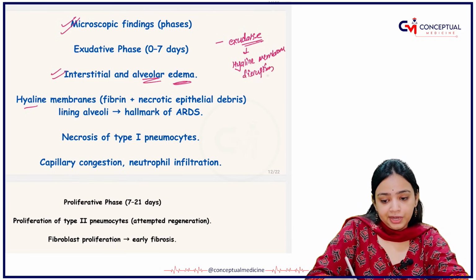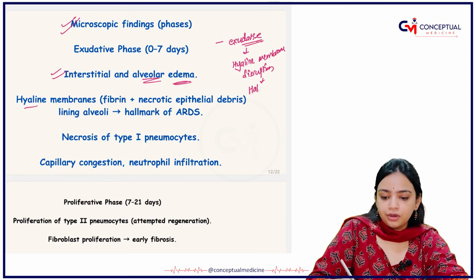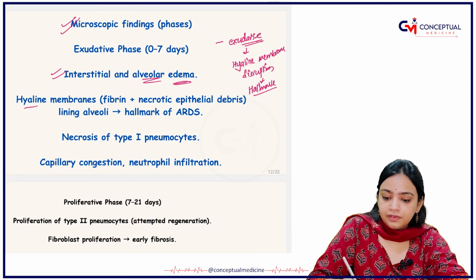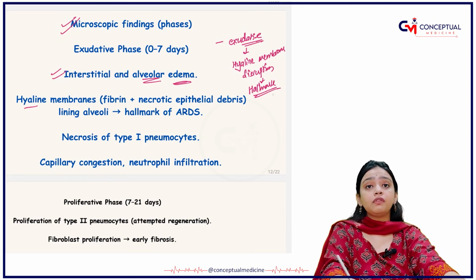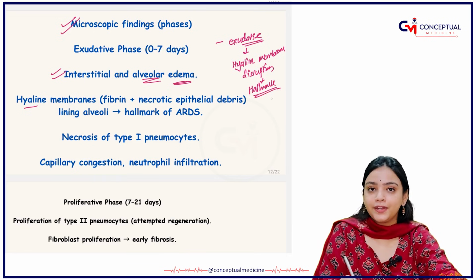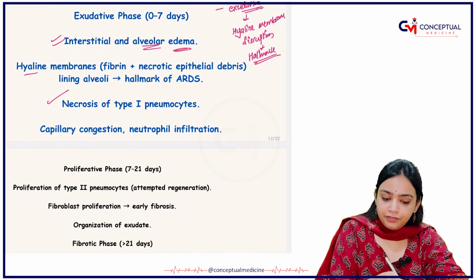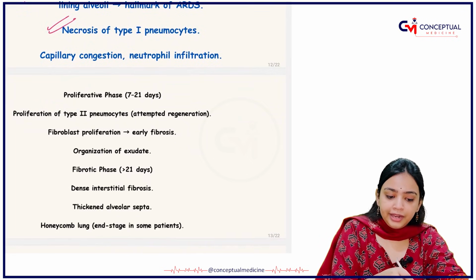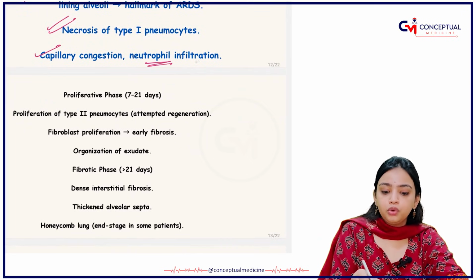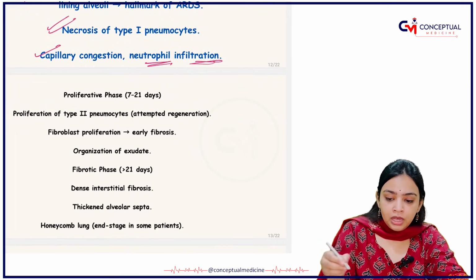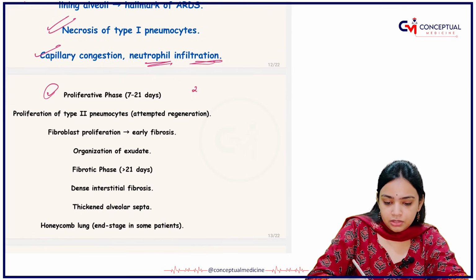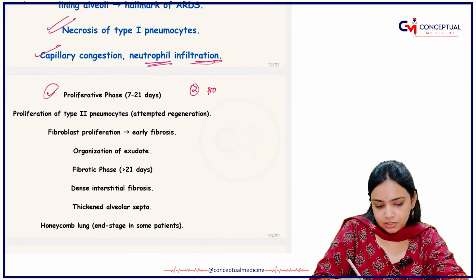And you know guys what? It is the hallmark feature. Just like we have read about the hallmark feature of apoptosis. What was it? You have to tell me. You have necrosis of type 1 pneumocytes and you have capillary congestion and neutrophil infiltration. The second phase that you have is the proliferative phase.